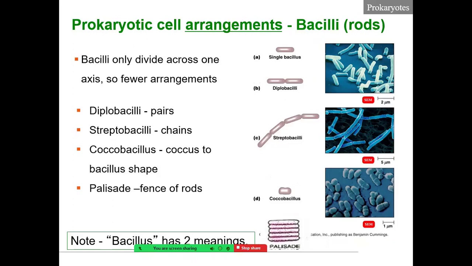The bacilli have cellular growth arrangements, but they have fewer than the cocci. You can have a single bacillus, shown here. You can have diplobacilli, shown here. I don't see any diplo here, but there's a singlet.